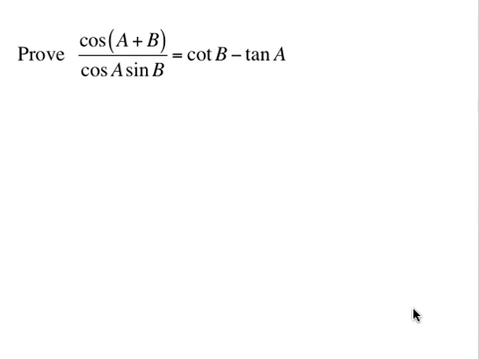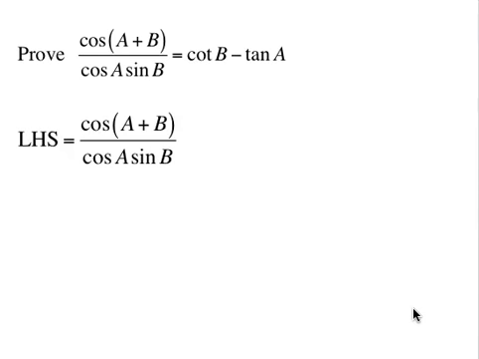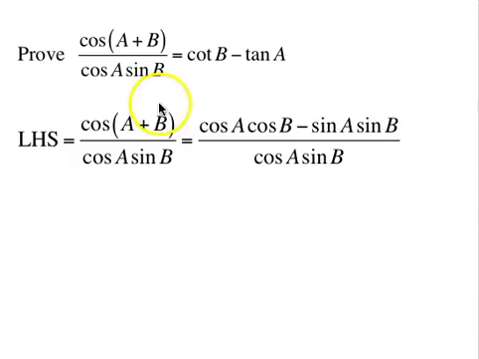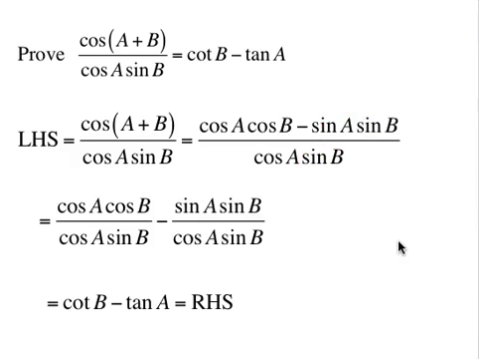Next, I want to prove cos of A plus B over cos A sine B equals cotan B minus tangent of A. So the left-hand side is cos A plus B over cos A sine B. Now, what is cos A plus B? Cos A cos B minus sine A sine B. One of our identities, the identity of cos of A plus B. Now we're going to break this up into 2 fractions. The top over the bottom minus the top over the bottom. So cos A cos B over cos A sine B minus sine A sine B over cos A sine B.